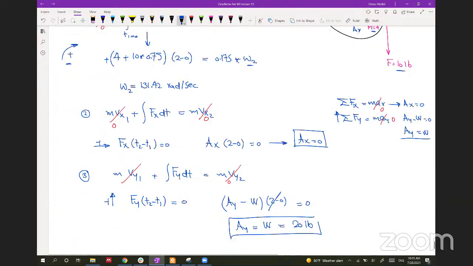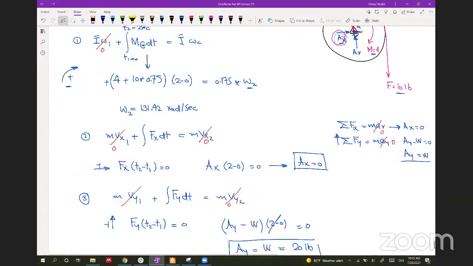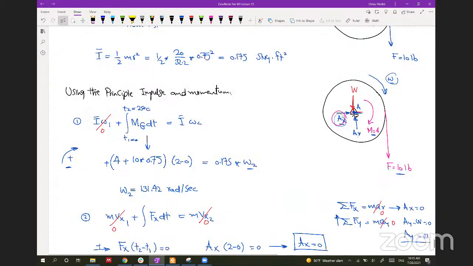All right, does anybody have any question on this problem or the impulse momentum principle overall?